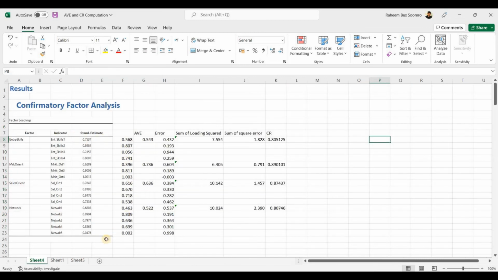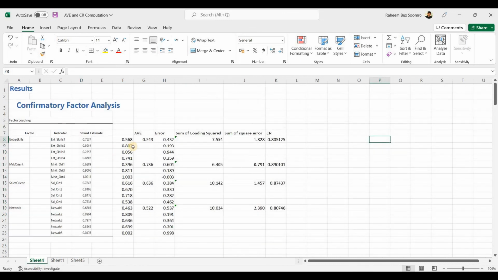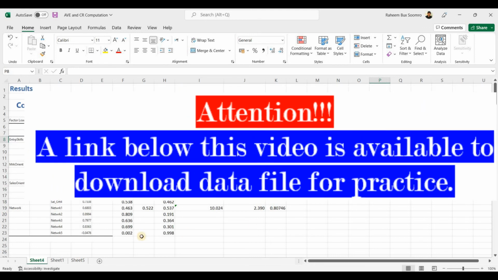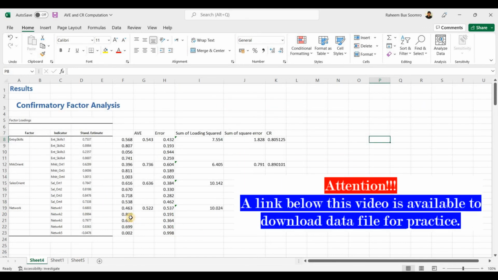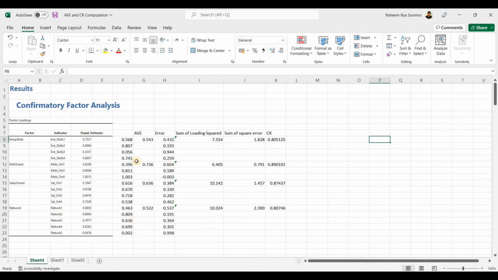These values are here, the same values I have put over here. And if you want to manually compute the AVE and CR, then you have to perform this whole process in Excel. It is time consuming, and the chances are bigger that you may make some mistakes there.